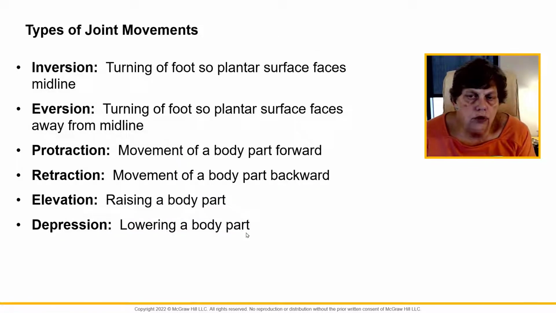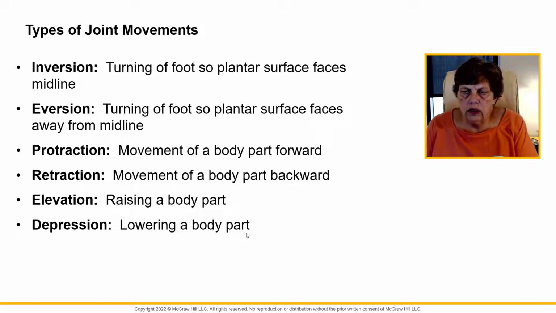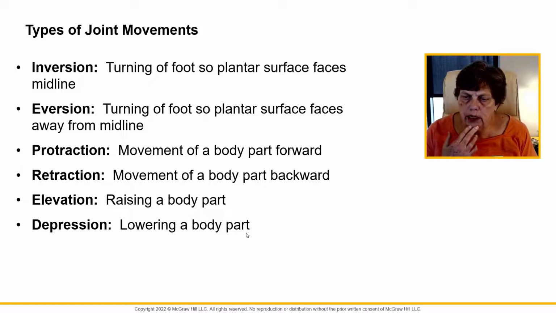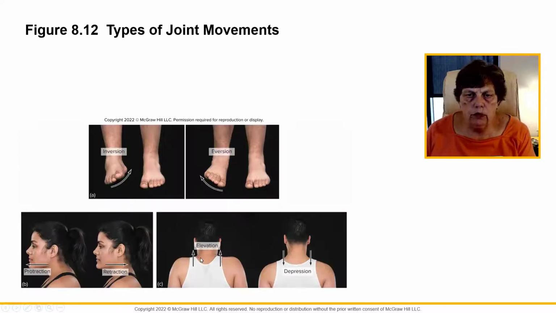Another one is inversion and eversion. This is the turning of the foot so the bottom surface faces the midline, and then eversion so that it faces away from the midline. Protraction and retraction is moving the body part forward or backwards, kind of like your jaw. We'll take a look at that. And then elevation and depression, you're raising a body part or lowering a body part.